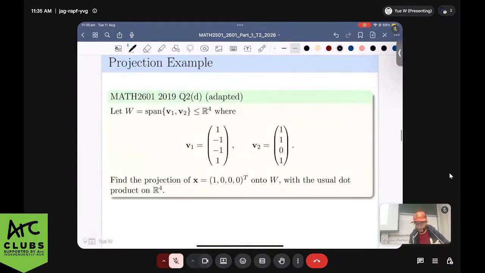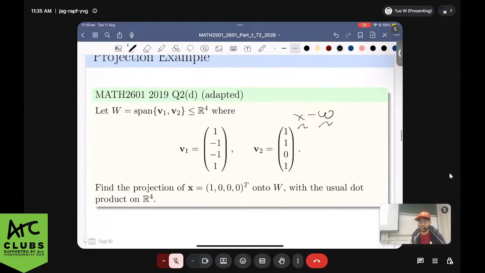What does that even mean? Well, you want X minus the projection. I'll call the projection W, why not? You want this to be orthogonal to anything in W, right? Remember I mentioned this. This is what you need for W to be the projection. So keep in mind W here, the projection onto the space W, is actually some combination of these. The projection is also part of the space W. So we can write W equals A V1 plus B V2 for some A and B.